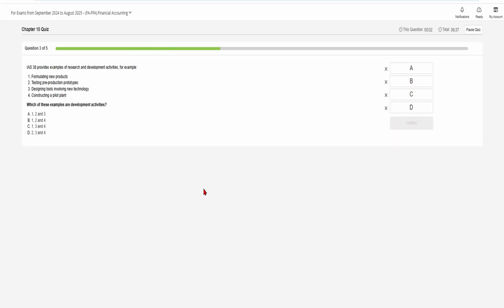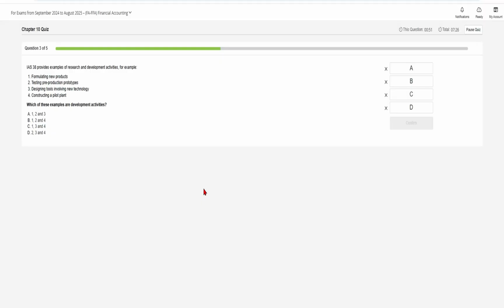The next we have: IAS 38 provides examples of research and development activity, for example, formulating new products, testing of pre-production prototypes, and designing tools involving new technology, constructing a pilot plant. Which of these examples are development activities? Okay, so you must know the difference between when we will show it as an expense and when we will show it as development, and there are a few criteria as well, right? So our first one is formulating the new products. This one is basically research, so it's in the early stage.